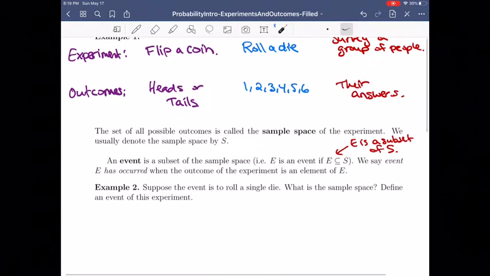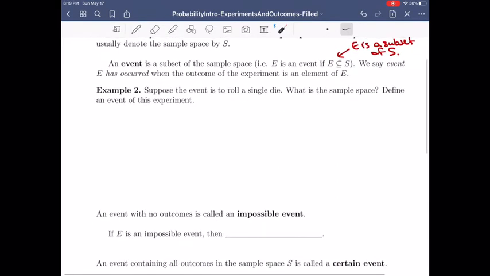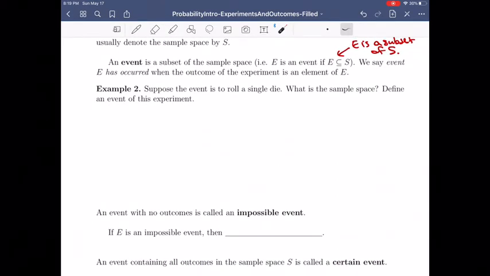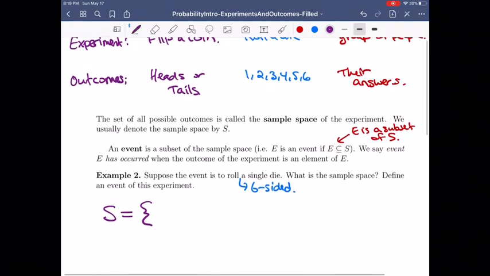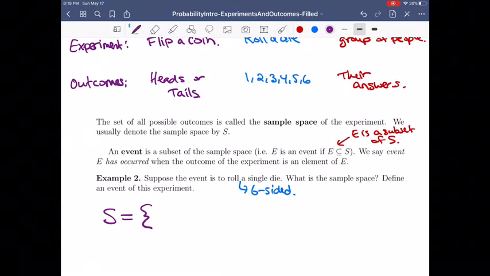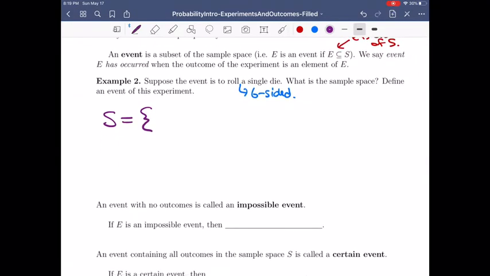So let's just think of a basic example. Suppose our experiment is to roll a single die, and let's just say here it's 6-sided. What would our sample space look like? S is going to be a set with all the possible outcomes. When we roll a die, we already said the possible outcomes were the numbers 1 to 6. If we put all those together, they form our sample space.